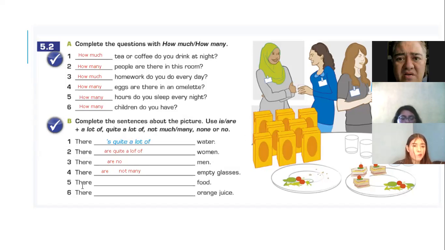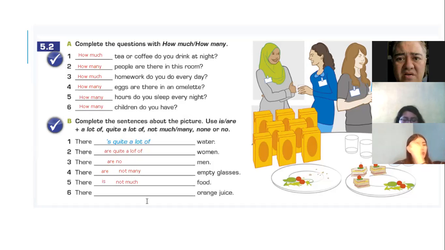Okay, number 5. I have there and I have food. First of all, identify. Am I gonna use is or am I gonna use are? There is, and then I have food. Look at the plates. Mira los platos. How much food is there? Not much. Very good. There is not much food. Good job.